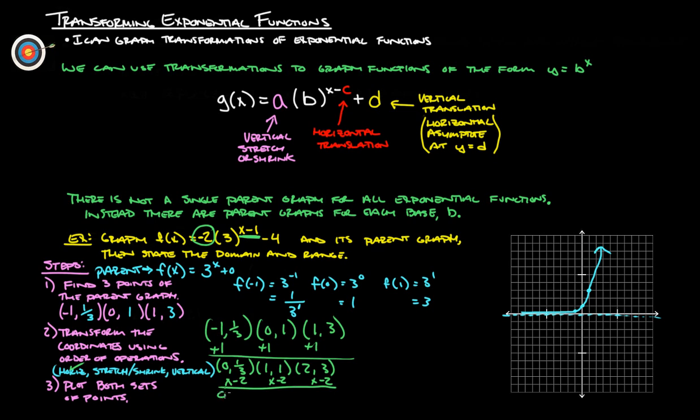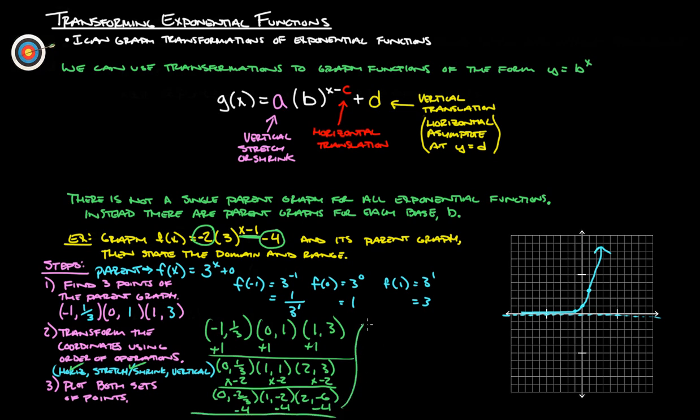Okay, so we get 0, and then 1/3 times negative 2 is negative 2/3. 1 stays the same for the x, and then y 1 times negative 2 is negative 2. And then the x stays the same there, and 3 times negative 2 is negative 6. Okay, so now we've done the stretching and shrinking. And now the vertical, we're going to move all the points down 4. So we're going to subtract 4 from all these y's here.